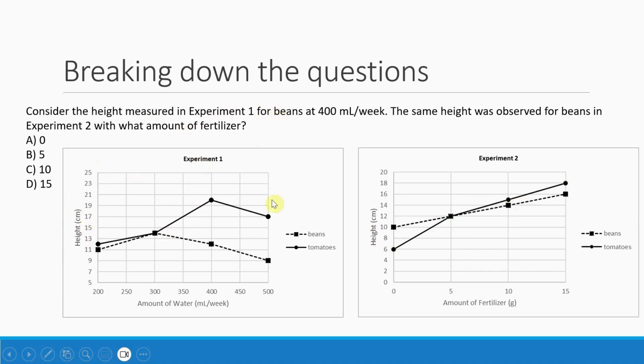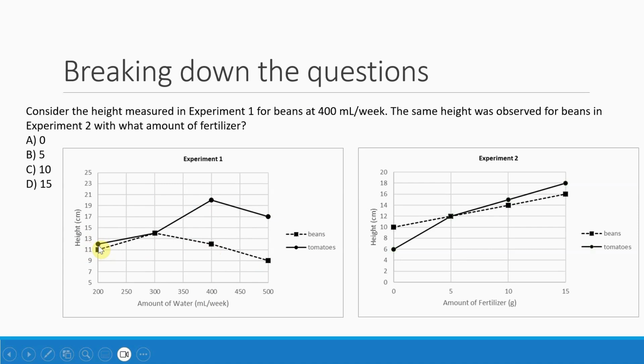For beans, okay, well, if I look at this, the dotted line with the squares, those are beans, whereas the solid line with the dots, those are tomatoes. I don't care about the tomatoes, so I only want to look at this dotted line here, and I care about the height. So for the beans at 400 mils per week. Okay, where do I see mils per week? That's here. Here's 400. So if I go at 400 to the dotted line with the squares, because I know I care about beans, and I want to consider the height. Well, what is the height here? It's in between 11 and 12, or 11 and 13. So at the halfway point, it's 12.